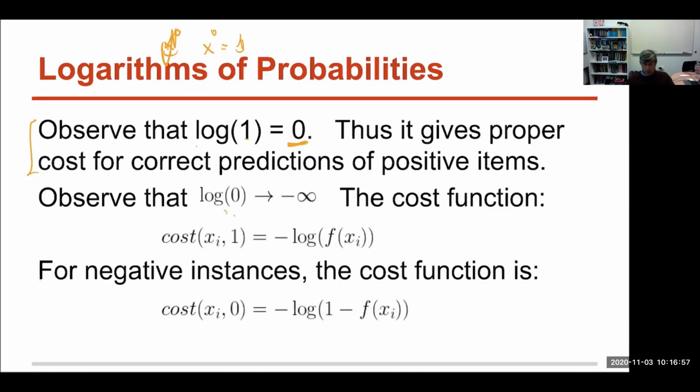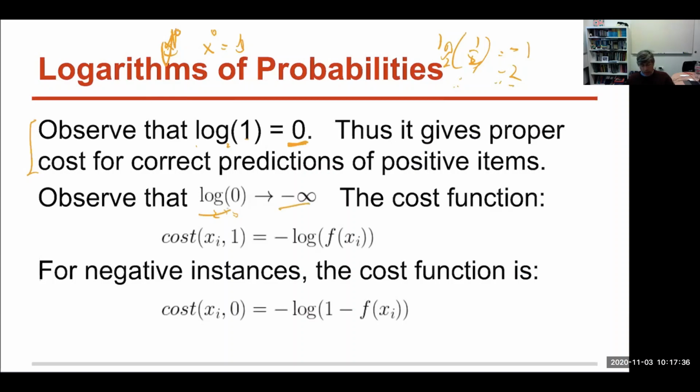The log of 0, well, let's think about it. If we think of these as base 2 logarithms, the log of 1/2 is what? It's going to be -1. The log of 1/4 is going to be -2. As x gets smaller and smaller, the log gets more and more negative. The claim is the log of 0 is -infinity.